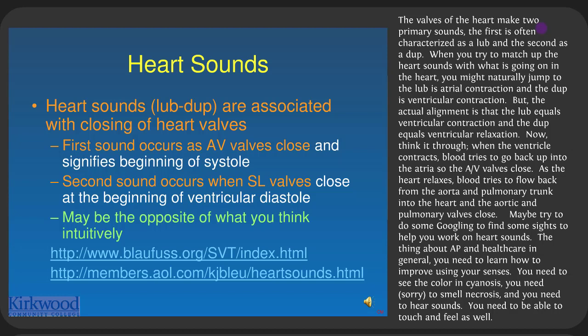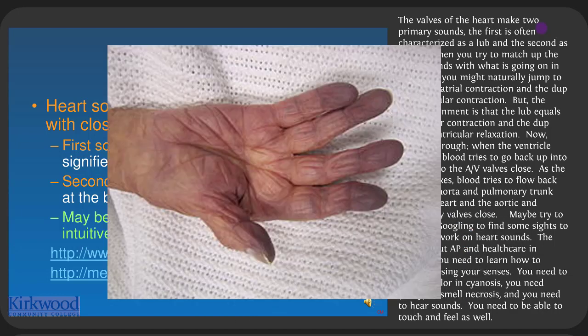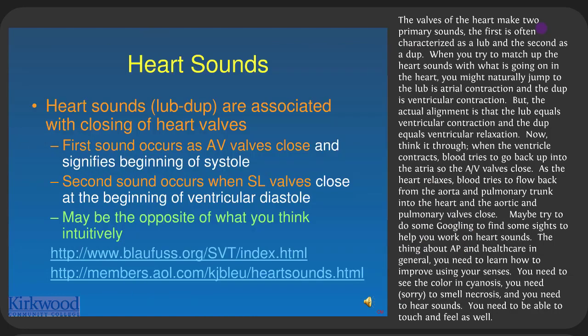Probably should have listed that as SITES to help you work on heart sounds. The thing about A&P and healthcare in general is you need to learn how to improve using your senses. You probably haven't had to use all your senses in other classes, but you will have to use all your senses in A&P and certainly in healthcare, where you see color and cyanosis when somebody's lips turn blue or somebody looks pale. Or they might turn jaundiced.